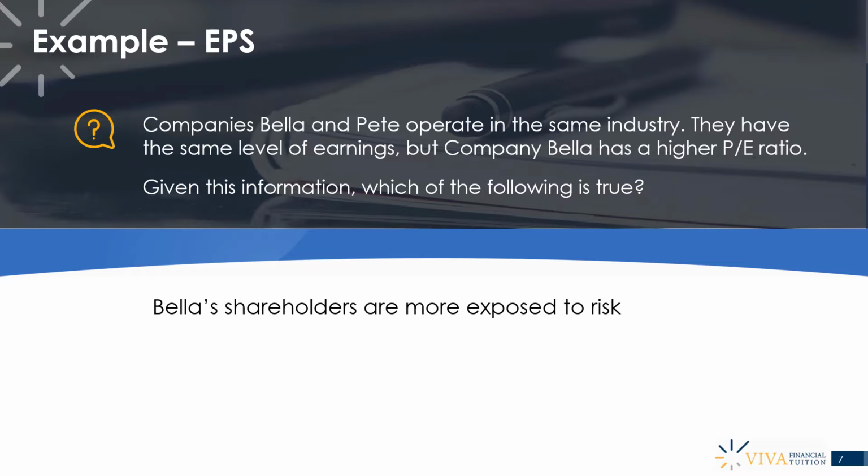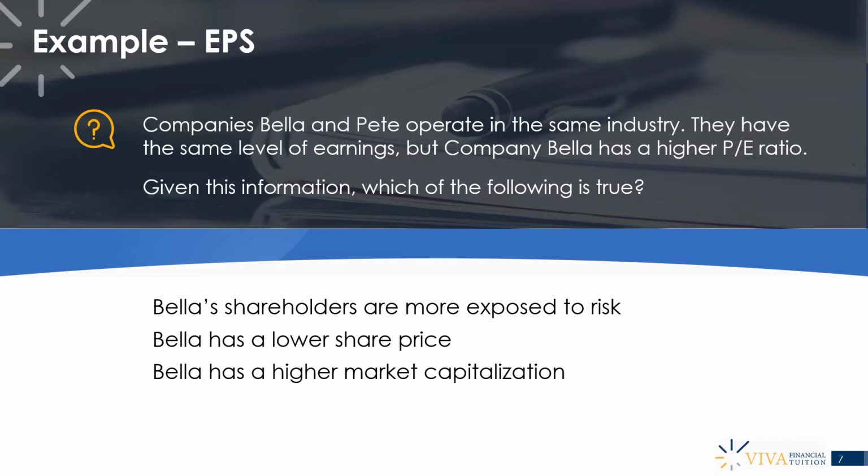Bella's shareholders are more exposed to risk. Bella has a lower share price. Bella has a higher market capitalization. Market capitalization is the value of all of the shares added together. And finally, Bella's got lower growth prospects. Pause the recording here and have a think about each of these yourself, and then we'll compare notes.